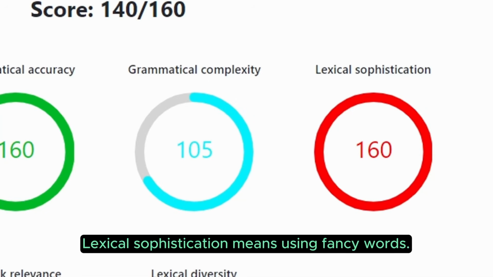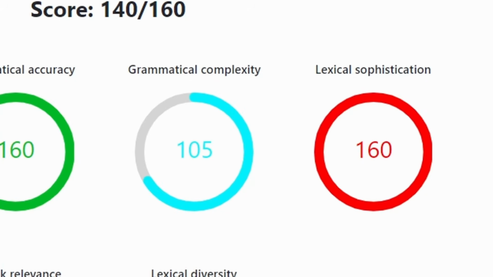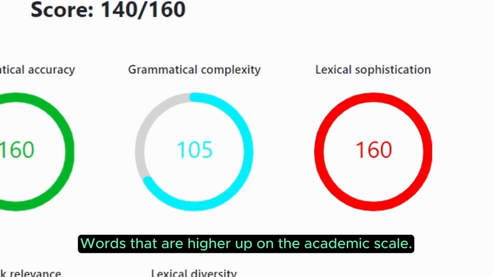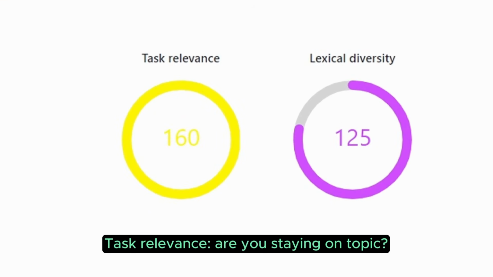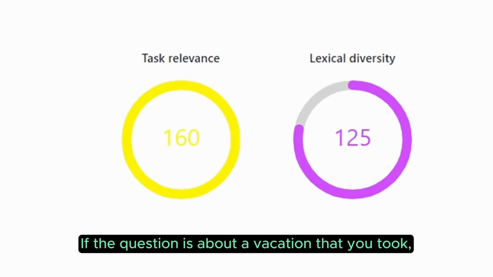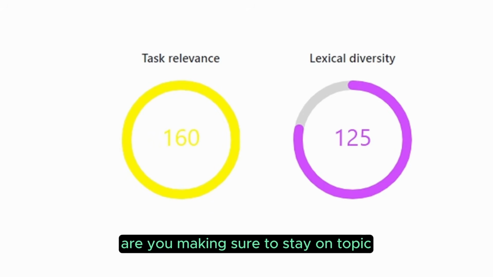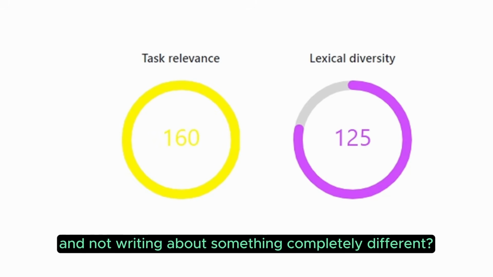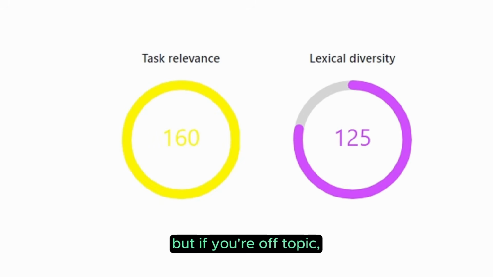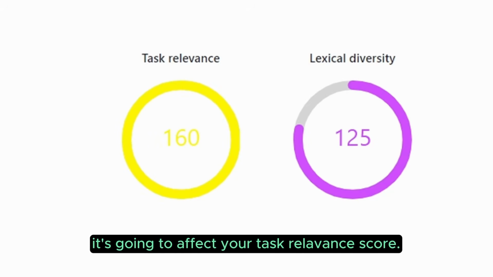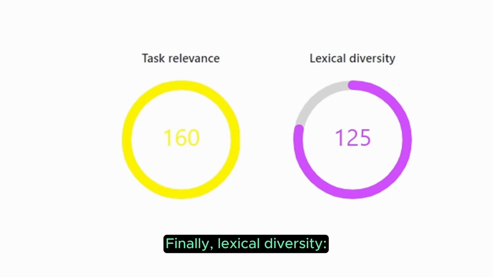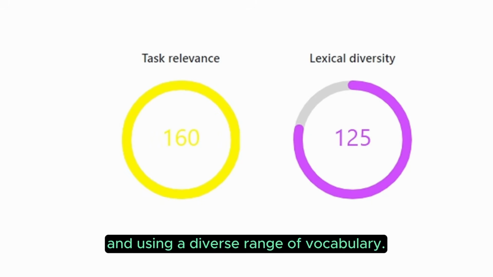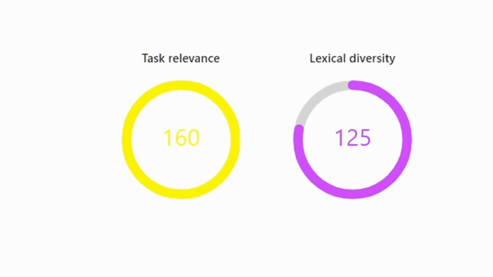Lexical sophistication means using fancy words, words that are higher up on the academic scale. Task relevance. Are you staying on topic? If the question is about a vacation that you took, are you making sure to stay on topic and not writing about something completely different? You could have perfect grammar and great complexity, but if you're off topic, it's going to affect your task relevance score. Finally, lexical diversity. Not repeating yourself and using a diverse range of vocabulary.